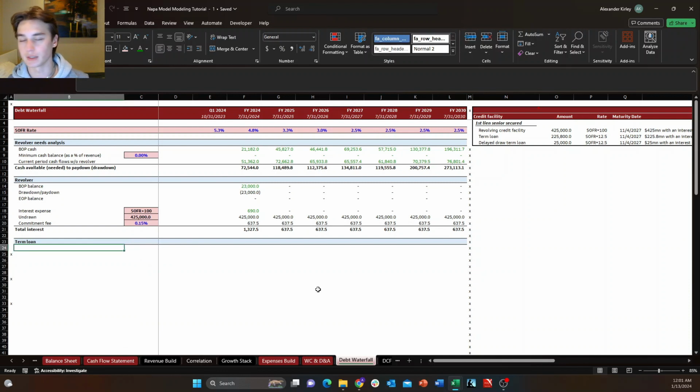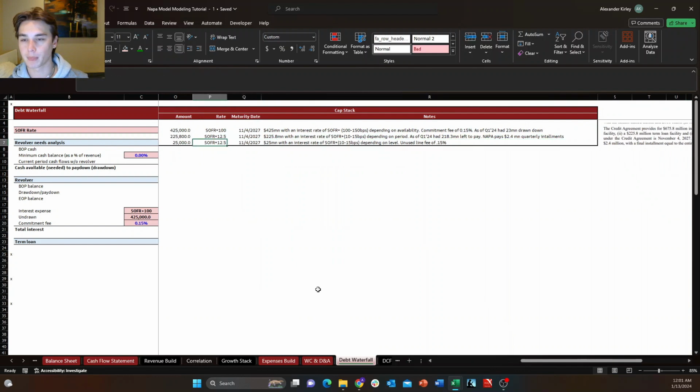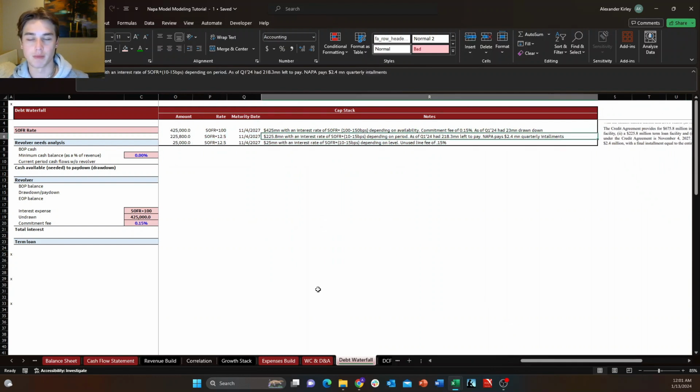The first one is the company has the ability to pay down the term loan at any point in time with no penalty. Oftentimes, if they have excess cash, they'll be able to allocate this towards paying the term loan itself. And the second is term loans will often, as we have in this scenario, have a mandatory principal payment per period. In this case, we can see that they have to pay 2.4 million quarterly installments on their principal.